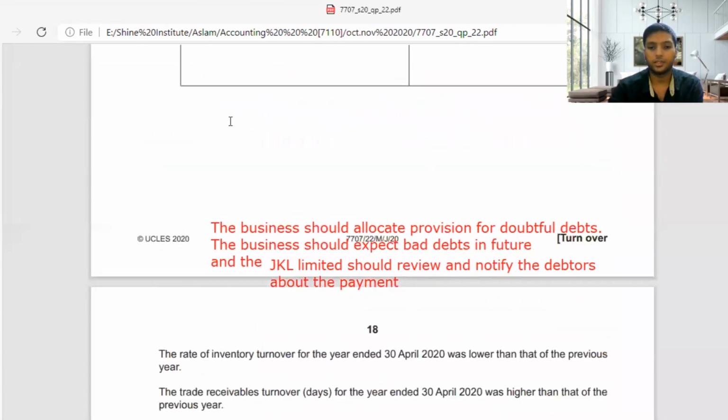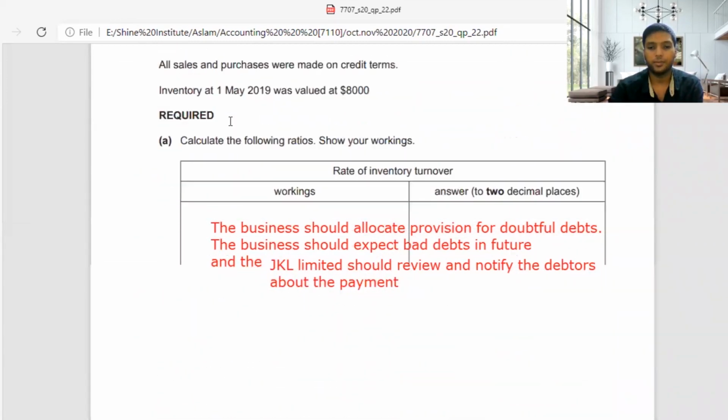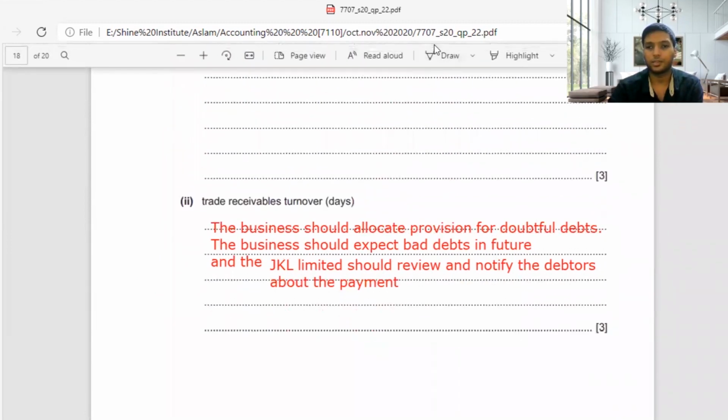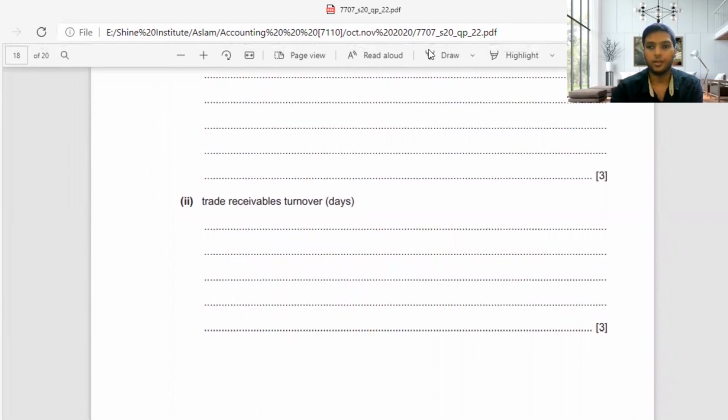So let's see, is the company's name JKY or JK? It's JKY, but I have given JKL, guys. No problem, guys. Never mind. It's JKY, so you can change it as JKY. So let's move on to the next content now.